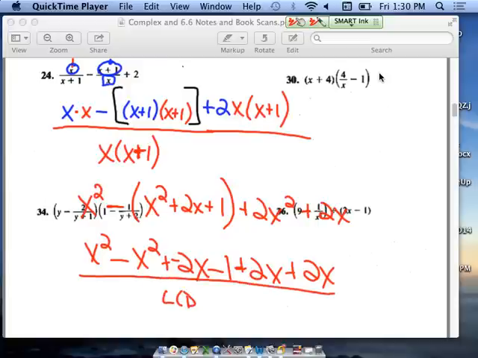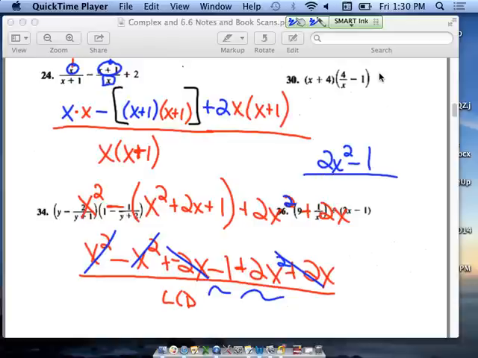And gathering like terms, cleaning this up, I see that x squared and x squared will cancel out. Negative 2x and positive 2x will cancel away. And I'm simply left with, this is a 2x squared, I forgot to copy the square. I'm simply left with 2x squared and negative 1. So my final answer would be 2x squared minus 1. And now I'm going to write my denominator, and that would be my simplified answer.